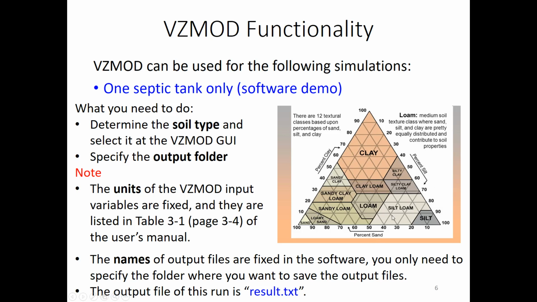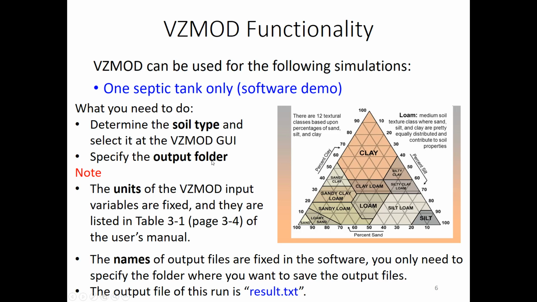For example, if you are looking for sand, that would be 90% of the soil being sand, and 10% of the soil being clay, and also probably less than 10% silt. So you have to have some soil physics background to know the definition of soil type. And also you need to specify an output folder for VZMOD. I'll show that later on.